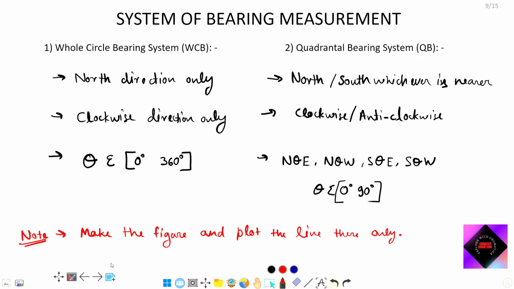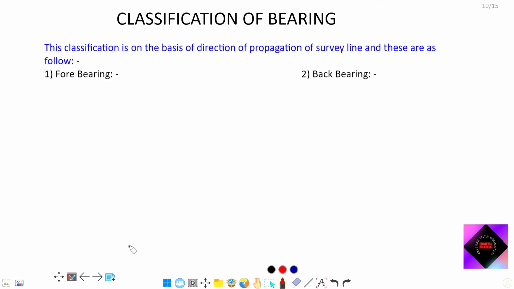Now moving further, types of bearing. On the basis of propagation of survey line, there are two types of bearing system. One is fore bearing, another one is back bearing. Let's understand what this is. For example, this is our line system, A, B, C, D. And this is our line propagation from A to B, then B to C, and then C to D.